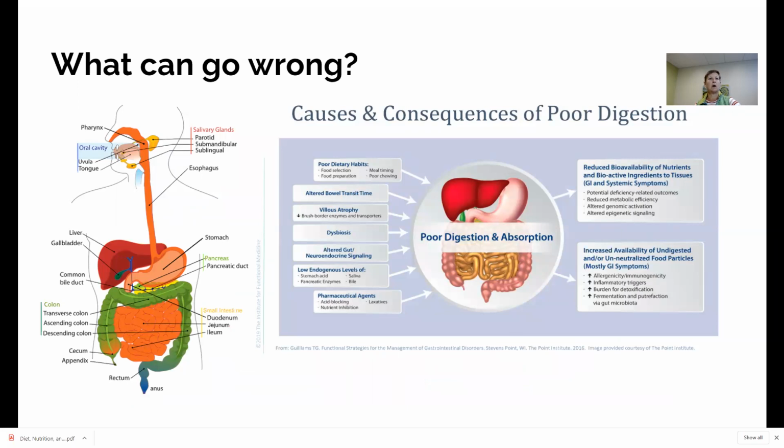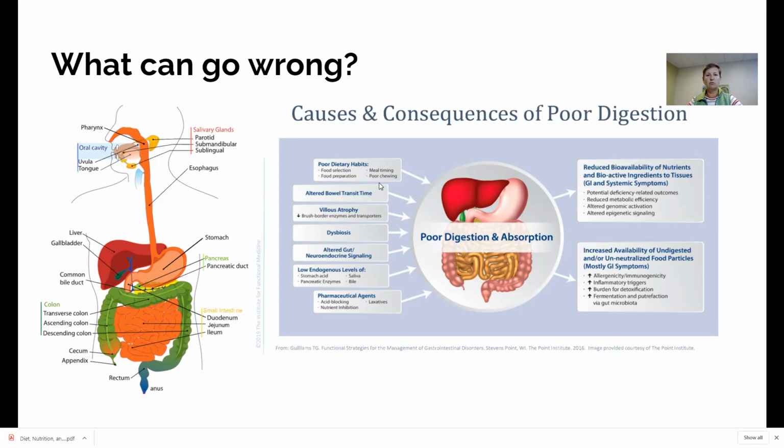So what can go wrong? Well, when you think about things from an anatomical standpoint, we can look at our mouth, and what can happen with salivary glands. There are different disorders that can happen in terms of not enough saliva, or are we changing the bacteria in our gut? A lot of things around poor chewing.